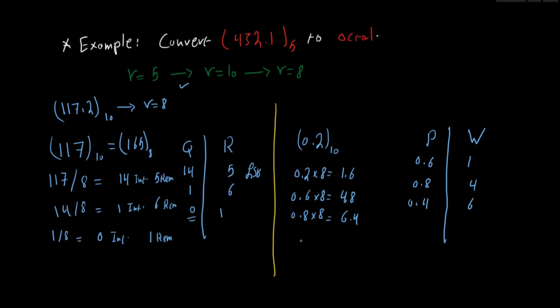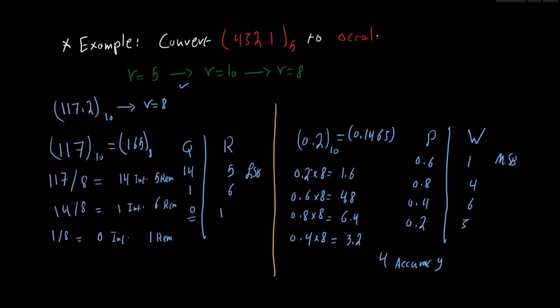Then we continue. 0.4 times 8, that is 3.2. 0.2 goes to the product column and 3 goes to the whole part column. And let's keep it at 4-digit accuracy because we're not going to reach 0 anytime soon. So 0.2 in decimal is equivalent to 0.1463 in the octal system.